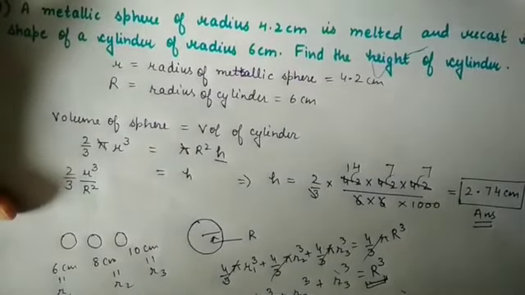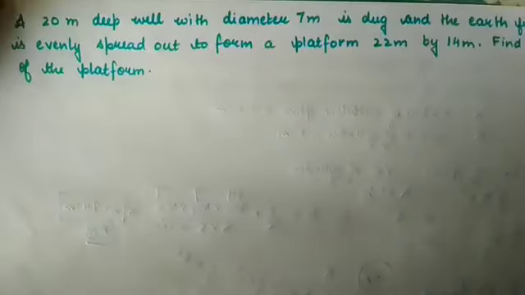Now let us see the next question. A 20-meter deep well with diameter 7 meter is dug, and earth from digging is evenly spread out to form a platform 22 meters by 14 meters. Find the height of the platform.